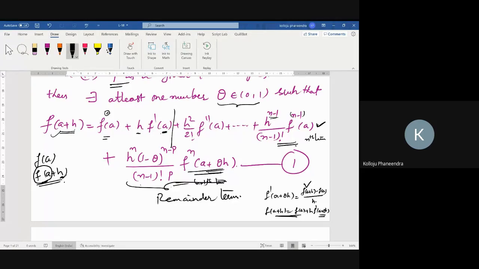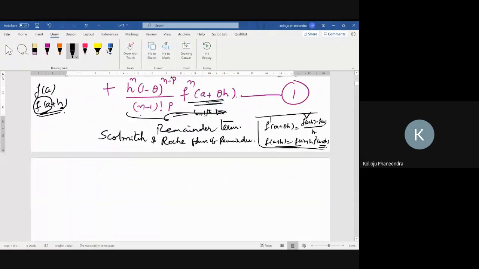So a special case of Taylor's theorem, if I consider only two terms, is nothing but Lagrange's mean value theorem. There is no need for derivation of this; you have to remember this statement. The statement is very important. And this remainder term is called the Schlomilch and Roche form of remainder. This remainder term.